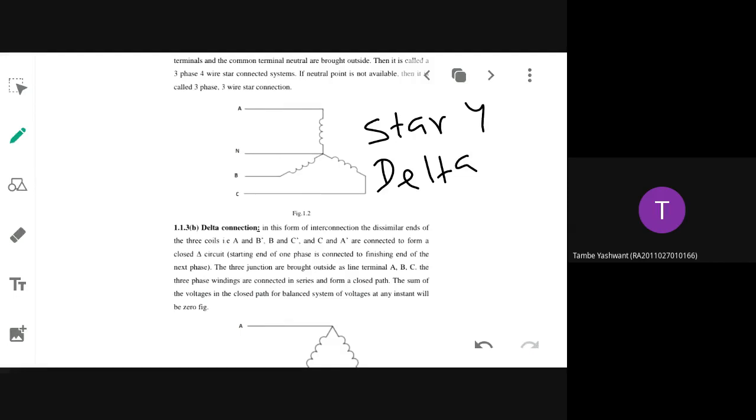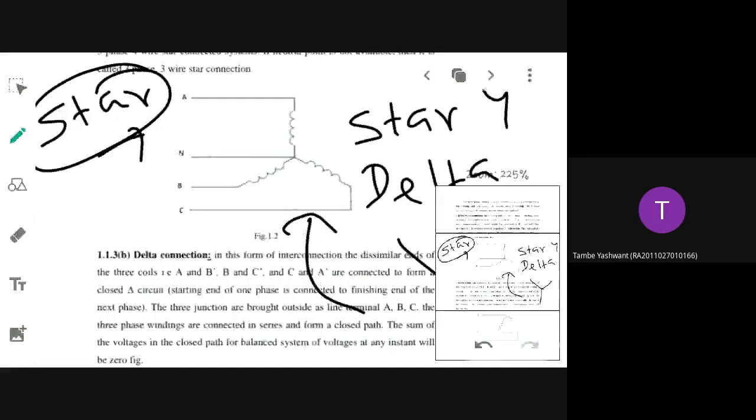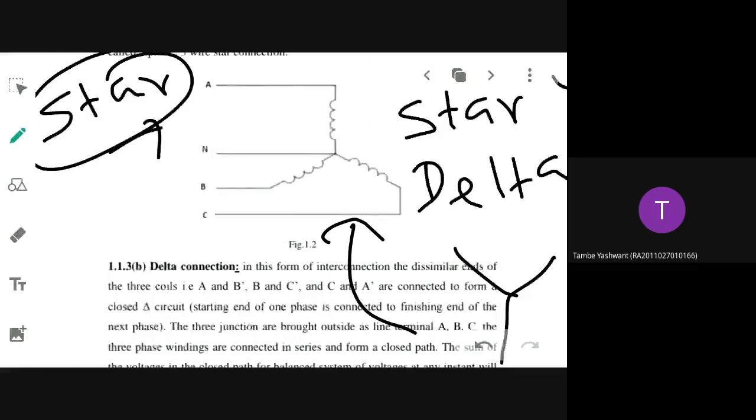Star and delta. So first connection, is it called star or delta? Star. You can refer to the shape. This is Y, resembling Y shape, star. So this connection is called what connection? Star connection. So how will you give star connection? Tell me, what do you need to do for star connection?